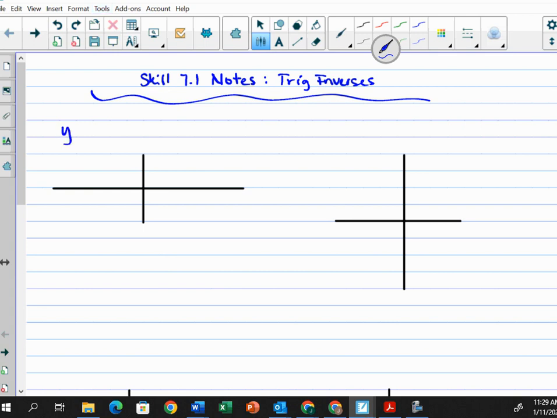So we need to graph our parent graph for sine first. Can we do that? I hope.